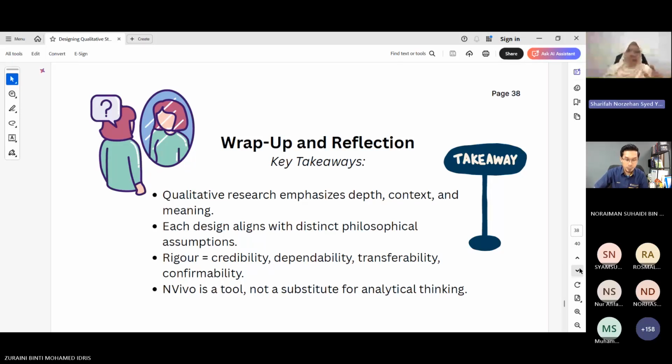And you may get a question from your examiner: how do you overcome your researcher bias? That's where you go back to your trustworthiness just now. Okay, use those to help you answer that particular question.